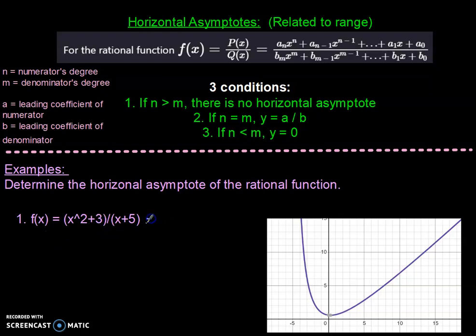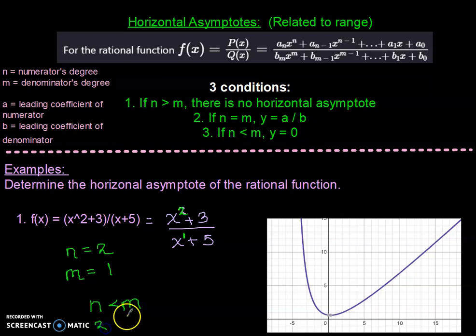So writing number one in a more fraction-friendly visual form, I have x squared plus 3 over x plus 5. Again, I am just going to take the numerator's degree, n, which is 2, and the denominator's degree, the highest exponent there, is 1. If there's nothing there, remember there is a 1, just like there's a coefficient of 1 in front. So m equals 1. Now, if I compare n and m, 2 is greater than 1, so n is greater than m.